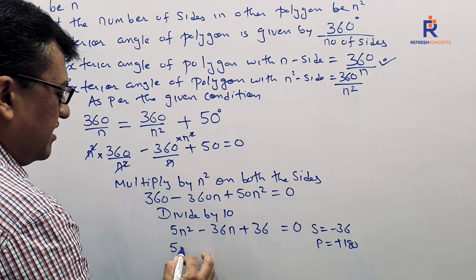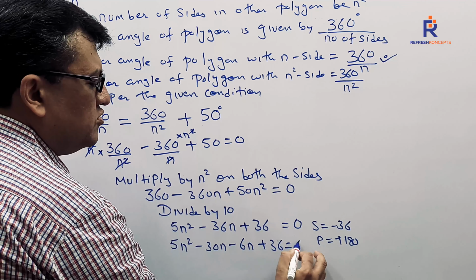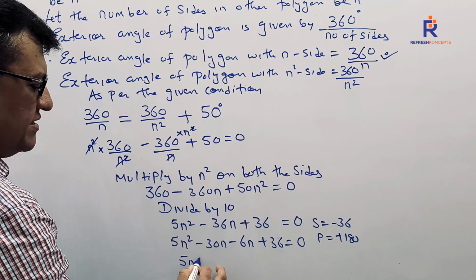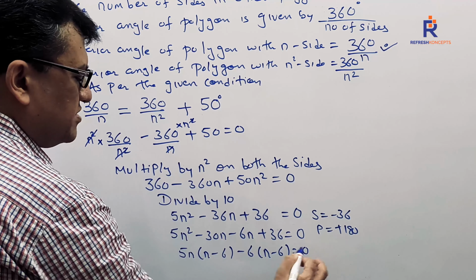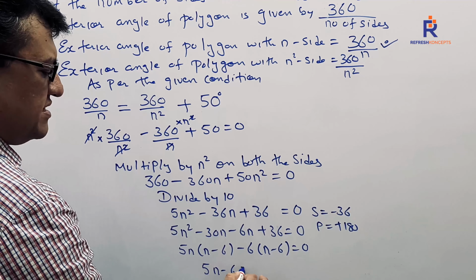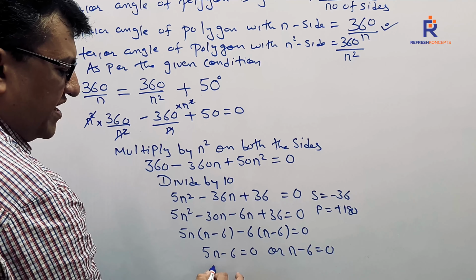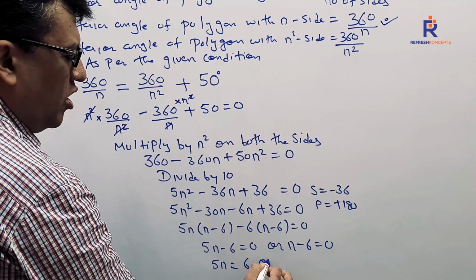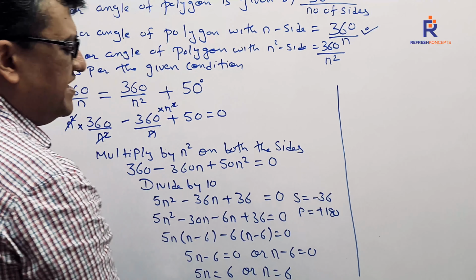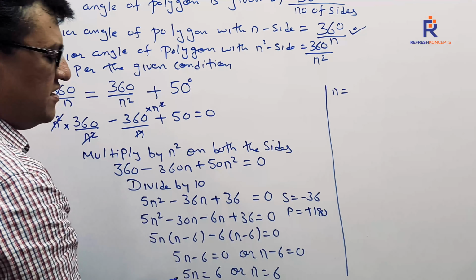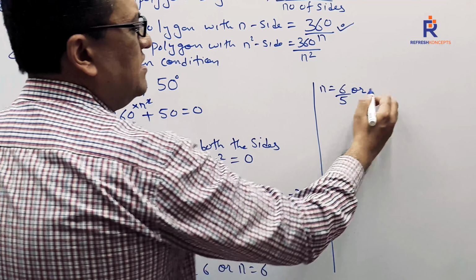So 5n square minus 30n minus 6n plus 36 equals to 0. 5n into n minus 6, minus 6 into n minus 6 equals to 0. 5n minus 6 is 0 or n minus 6 is 0. 5n is equals to 6 or n equals to 6. Let me just write down over here. 5n is equals to 6. Therefore, n turns out to be 6 by 5 or n turns out to be 6.